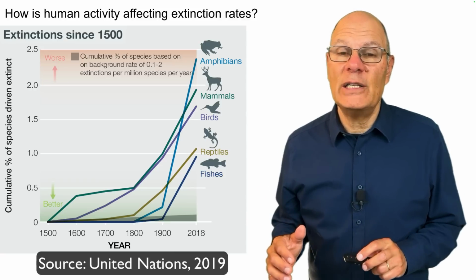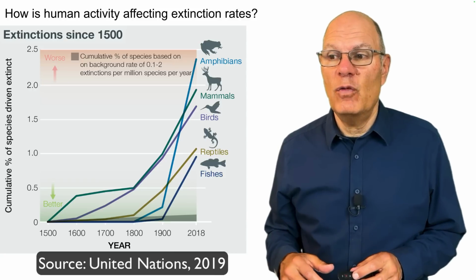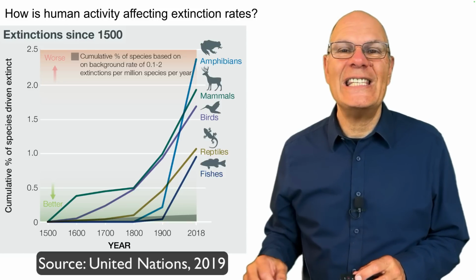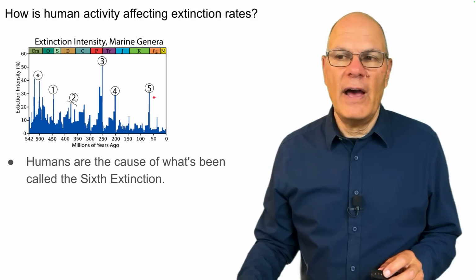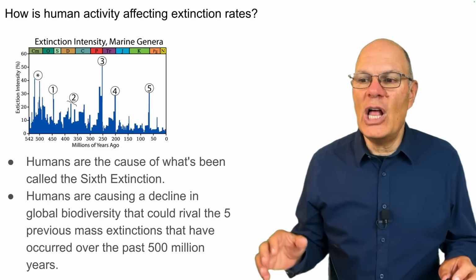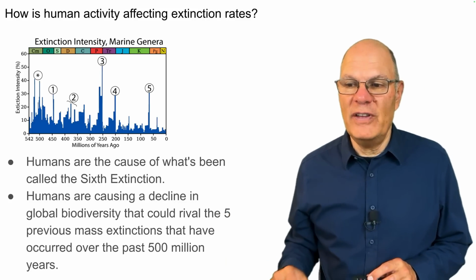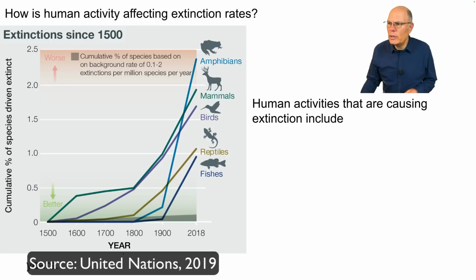How is human activity affecting extinction rates? Humans are the cause of what's been called the 6th extinction. Here are the 5 great extinctions that have happened in the past. Humans are causing a decline in global biodiversity that could rival these previous 5 mass extinctions. How are we doing that?